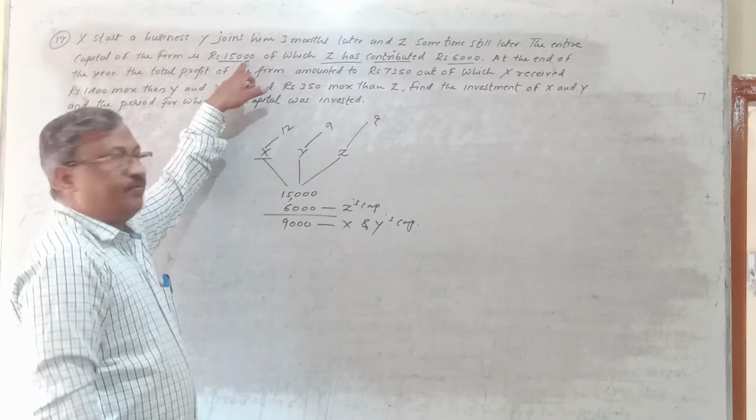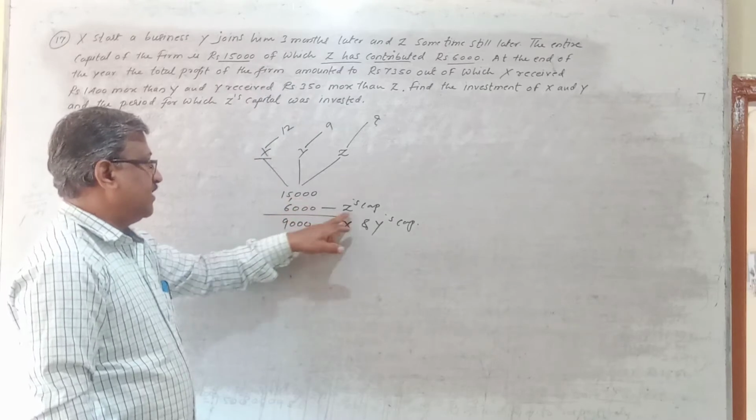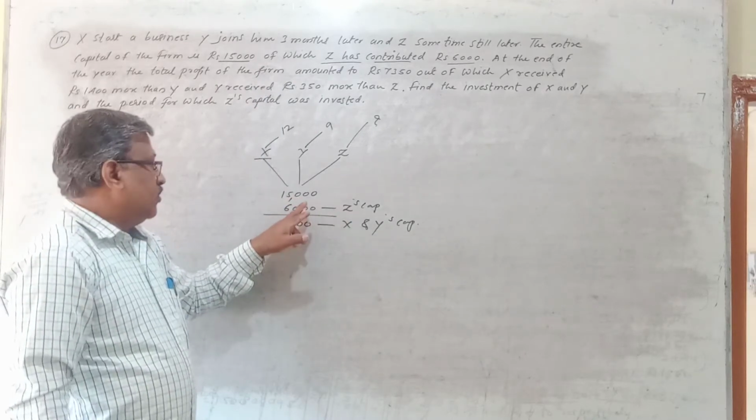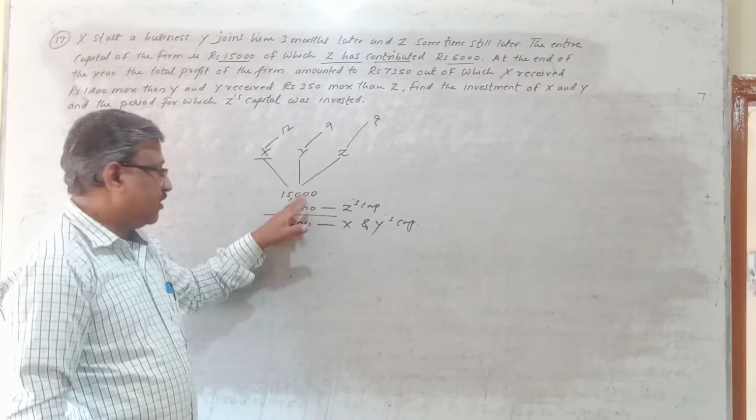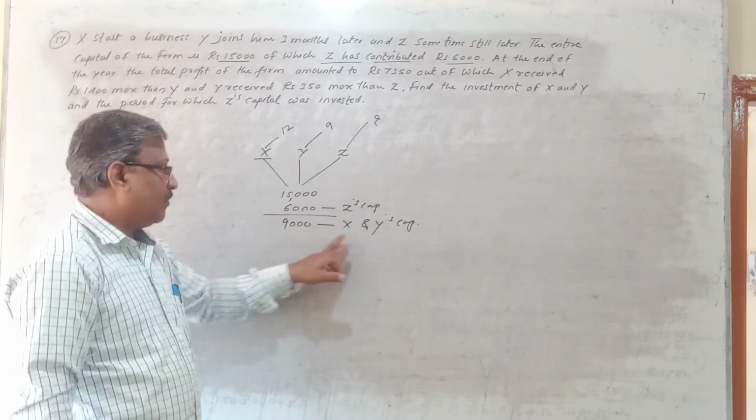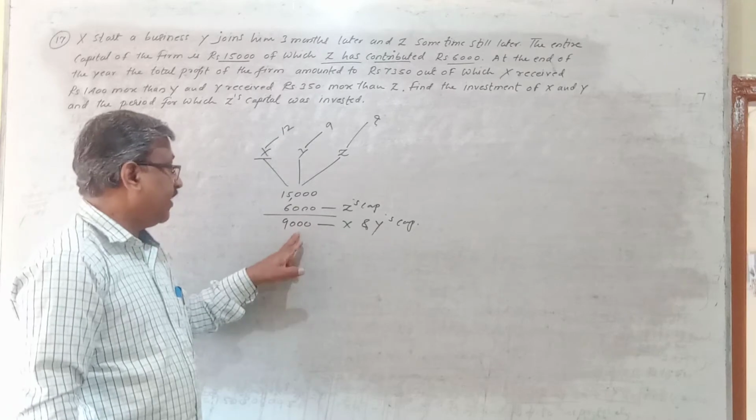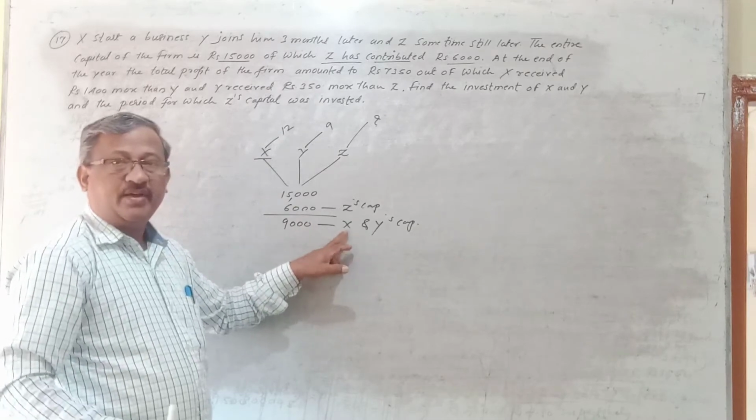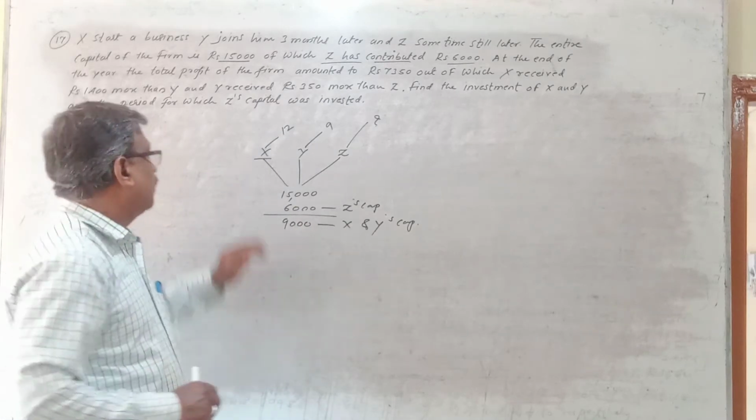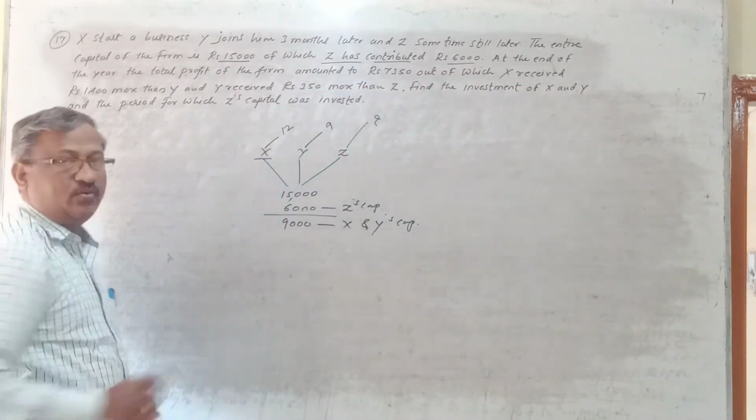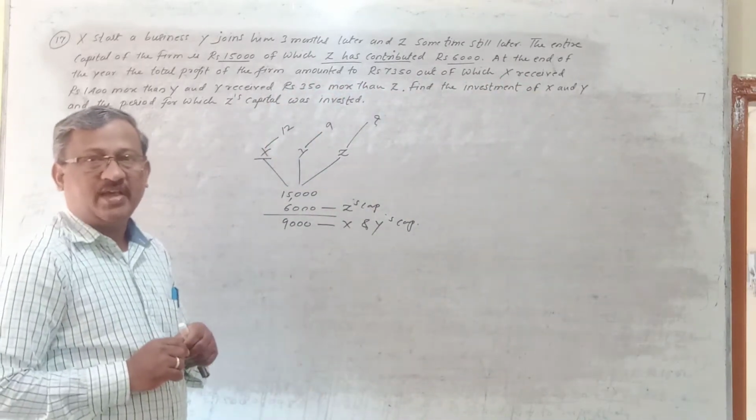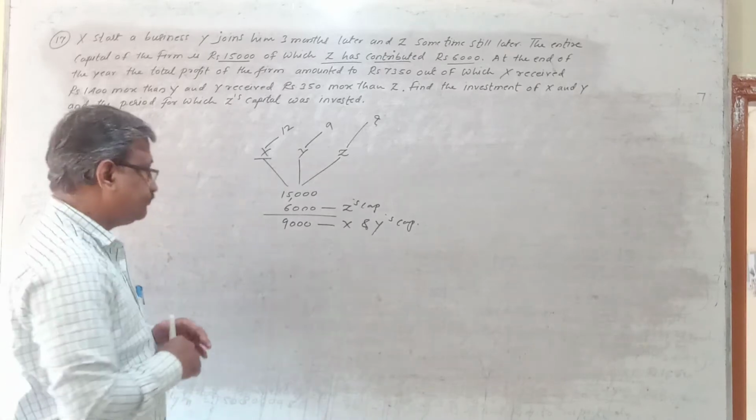Total capital they have given is 15,000. Out of 15,000, Z's capital is 6,000. So if you subtract 6,000 rupees, Z's capital, from the total capital 15,000, we get 9,000. This is the capital of X and Y. But out of 9,000, what is the capital of X and Y? It is not known. That is what they have asked here. Find the investment of X and Y, meaning the capital of X and Y. That we have to find.